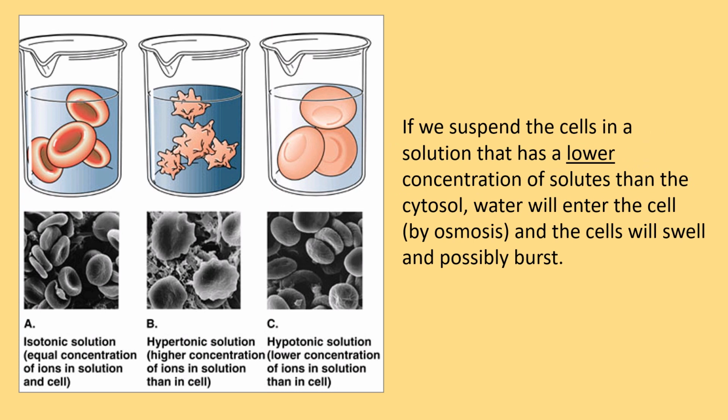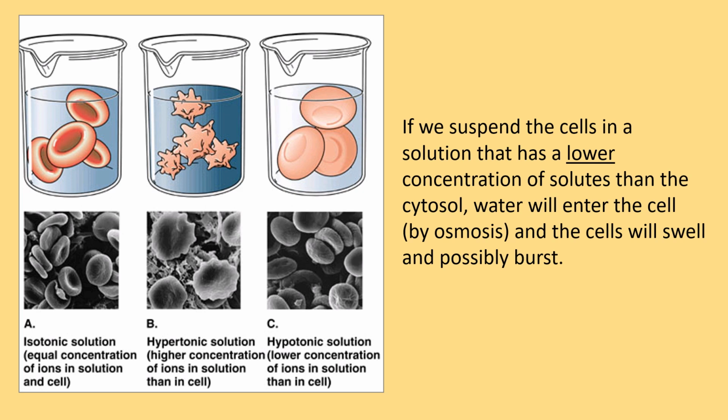And then finally, we can add the opposite scenario. If we take normal red blood cells and we suspend them in a hypotonic solution, a very dilute, watery solution, the cells take on water by osmosis. Where the solutes go, water flows.